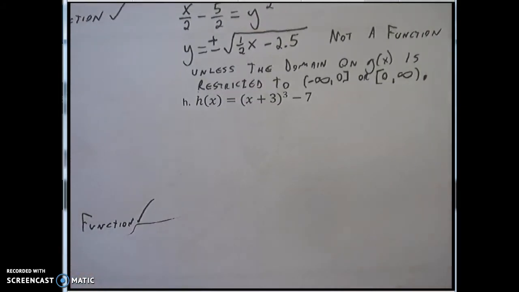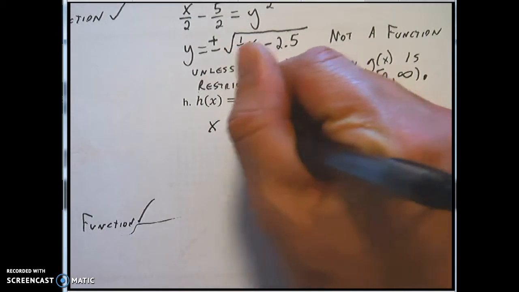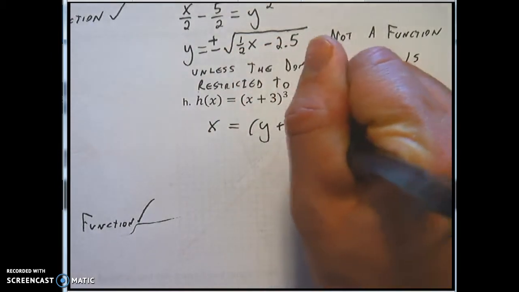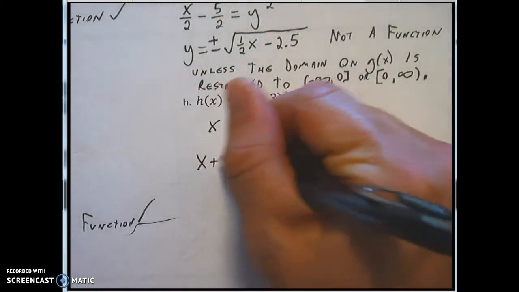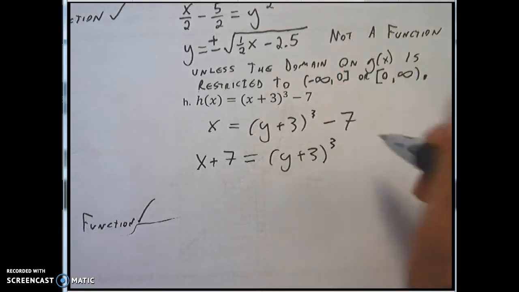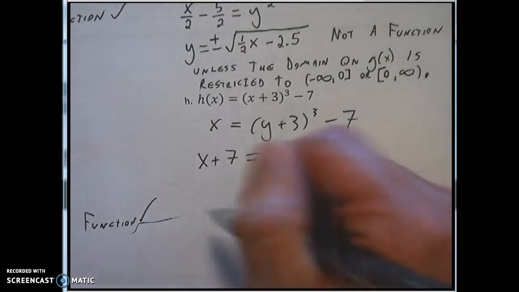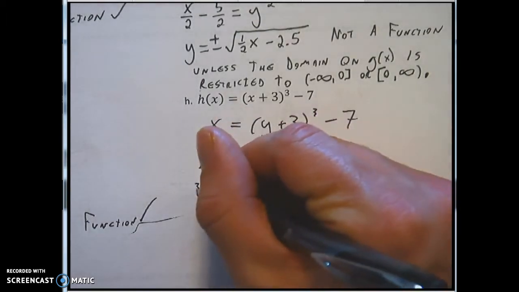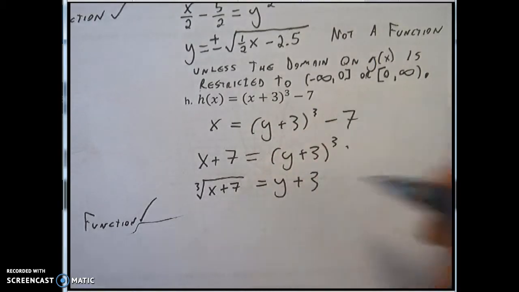h of x is x plus 3 cubed minus 7. So let's flip the x's and y's. x equals y plus 3 cubed minus 7. I'm going to add 7 to both sides. x plus 7 equals y plus 3 cubed. How do you get rid of that cube there? Well, you take the cube root of both sides. So the cube root of x plus 7 equals y plus 3.